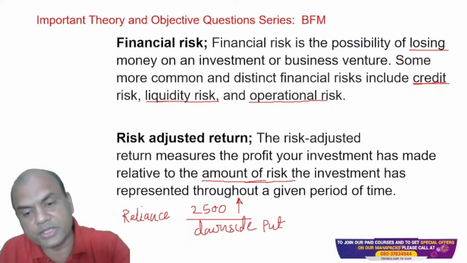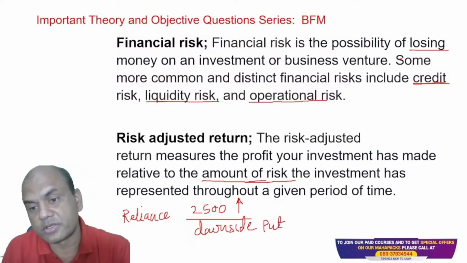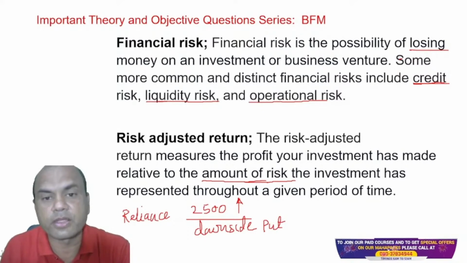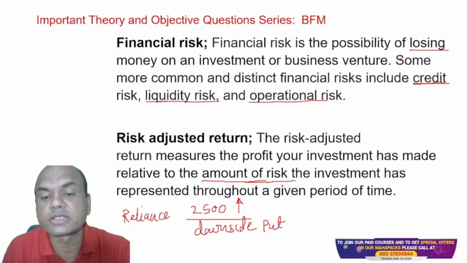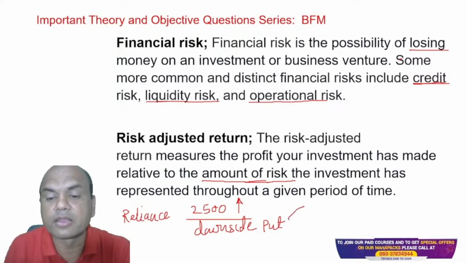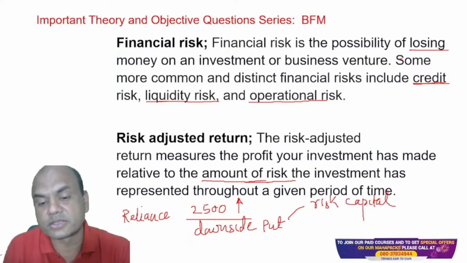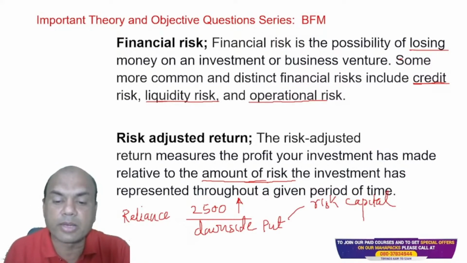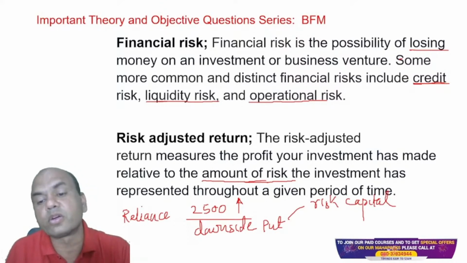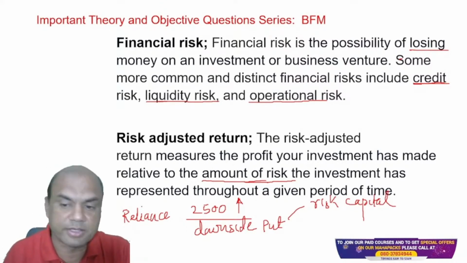But whenever you buy a put option, it will carry a cost, because a put option doesn't come for free. So this is known as the amount of risk, the risk capital. How much risk capital I keep to cover my risk. This is to cover the downside. I'll buy a put, and this put will cost me something, and this will be known as my risk capital, which I keep aside.